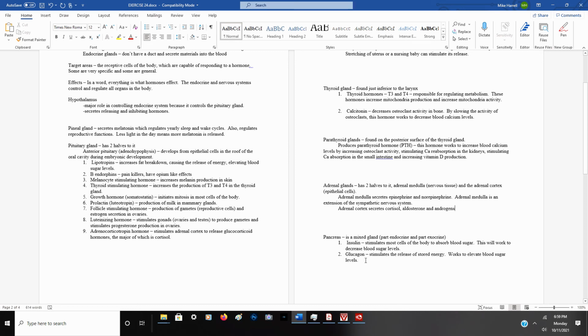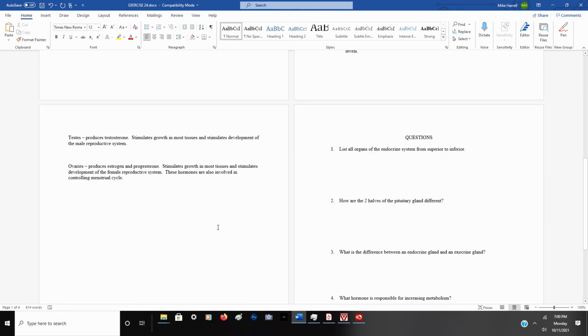Glucagon doesn't target everything in your body. It targets your liver and your fat cells. Reason being, that's where almost all stored energy is at in your body. So your blood sugar's low, release glucagon. It tells your liver and fat cells, hey, release stored energy that raises your blood sugar levels up. So that one's function is to elevate your blood sugar levels.